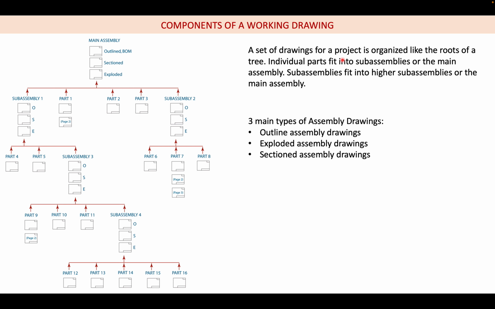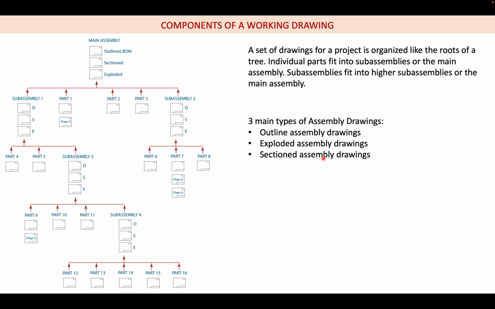So a set of drawings for a project is organized like the roots of a tree. Individual parts fit into the sub-assemblies or the main assembly. Either it could be a part or a sub-assembly, they all fit together to give the main assembly. As highlighted here, there are three main types of assembly drawings: the outline assembly drawing, the exploded assembly drawing, and the sectioned assembly drawing. We will be seeing each one of these by one.